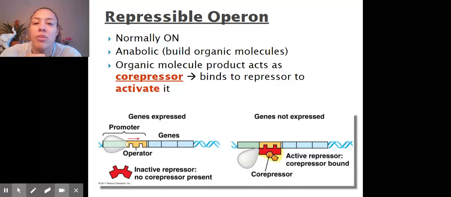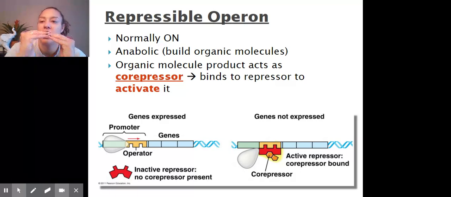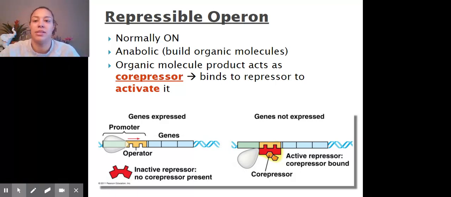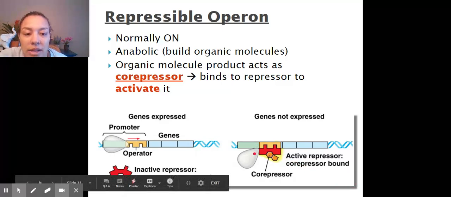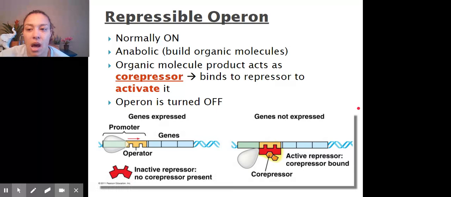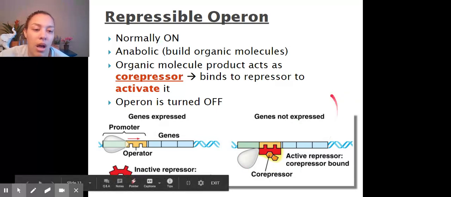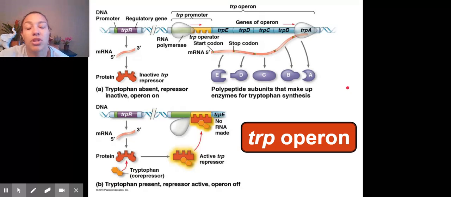And once that co-repressor, that little molecule to activate our repressor, attaches and locks into place, it changes the shape to flatten out. And then those little teeth can attach and block the processing of RNA polymerase so that transcription cannot occur. So then that shuts the operon off and no longer allows gene expression to occur.